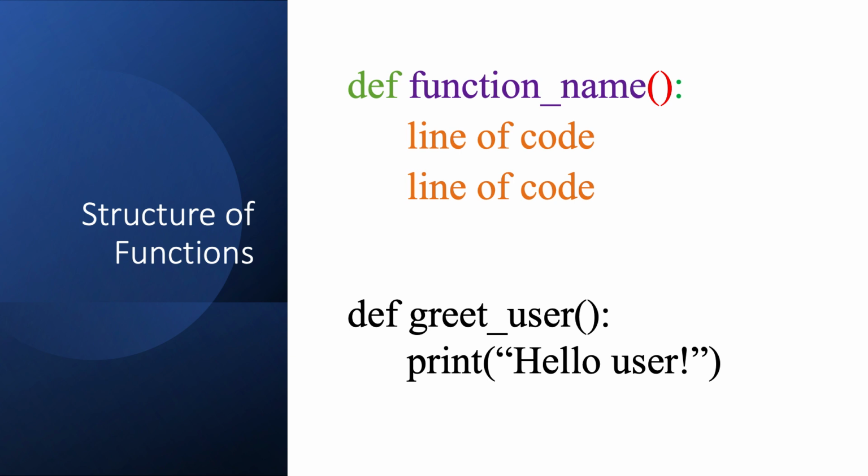We start with a reserved keyword called def, which is short for define or definition, because we are defining a function, followed by a function name, followed by a pair of parentheses, followed by a colon. Then we have the body of the function, which is our code block. And just like the if statements we learned about before, these lines of code are indented to signify that they are part of this function. So this is the bare minimum of what a function can look like.